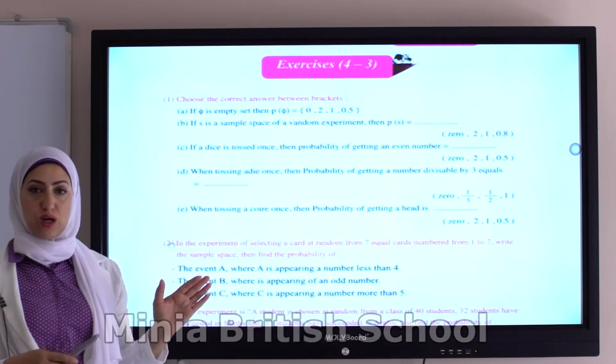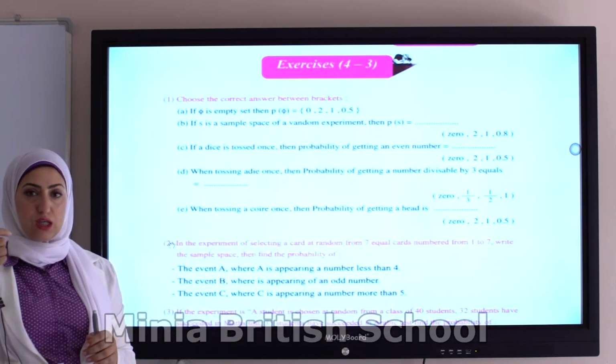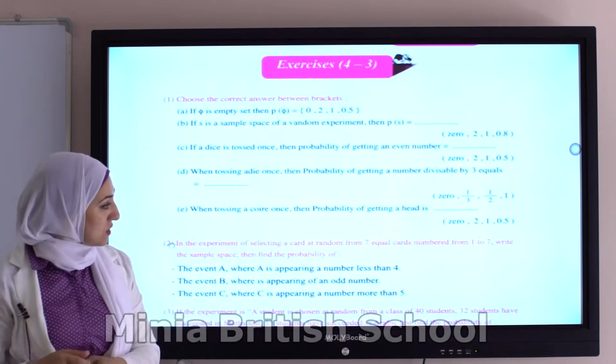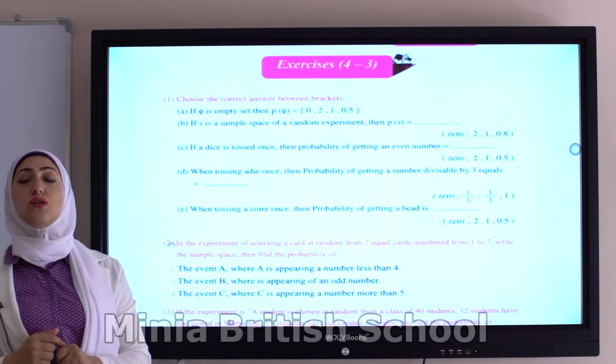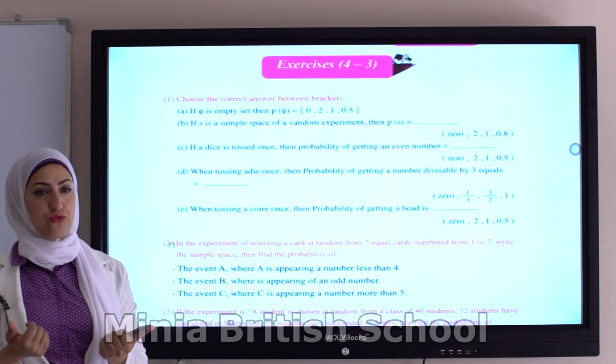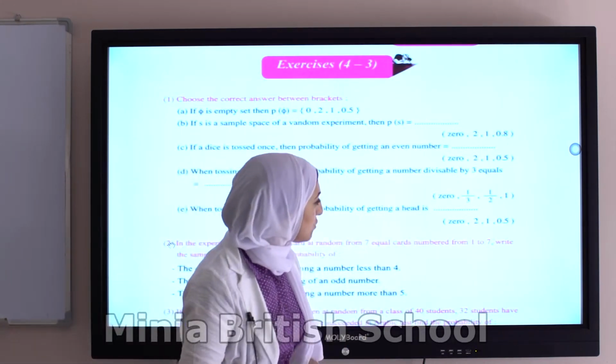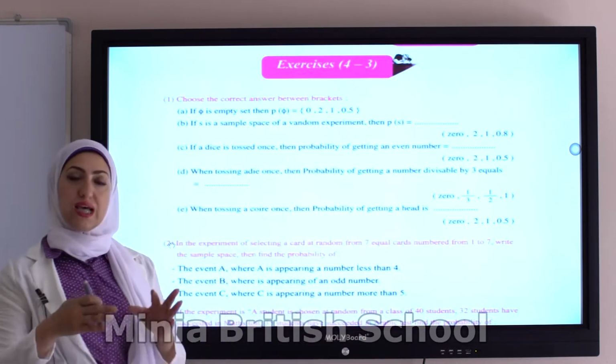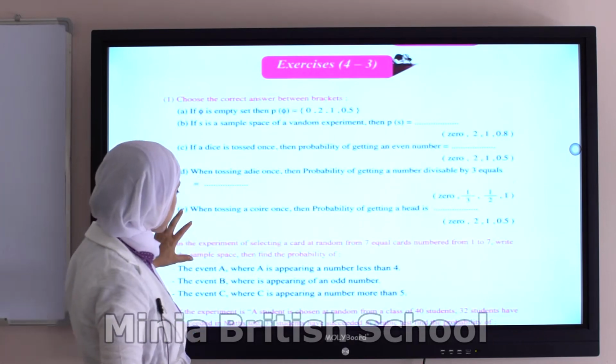The last one, when tossing a coin once, then the probability of getting a head is, yes, we said it before, when tossing a coin, the probability of getting a head equals what? Equals half, okay? Or 0.5, or 50%.